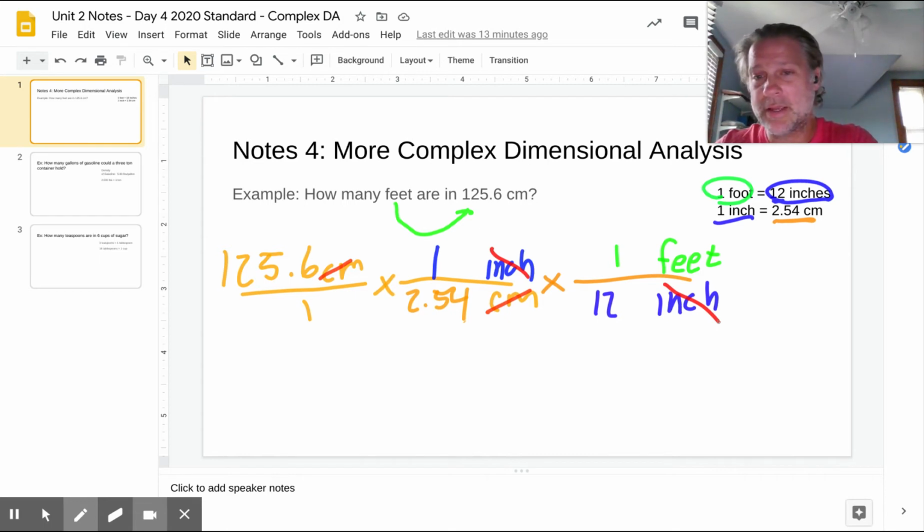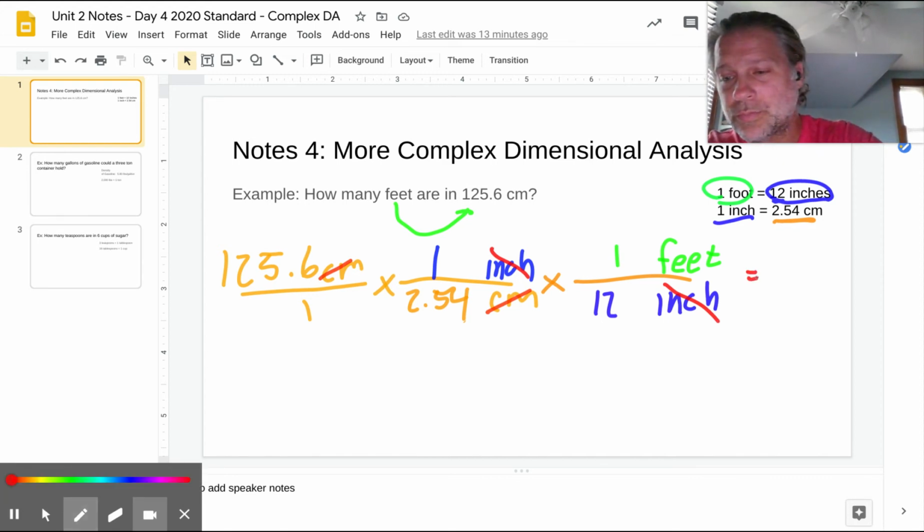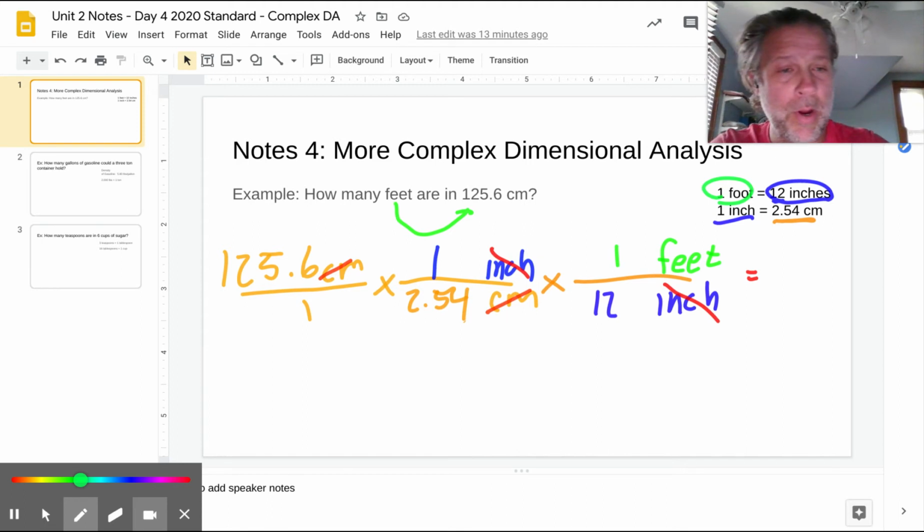I'm going to plug this into my calculator, which is 125.6, and I'm going to divide by 2.54. 125.6 divided by 2.54. And then I'm going to divide that again by 12. And I'm going to get a value of, going to one decimal place, 4.1 feet.